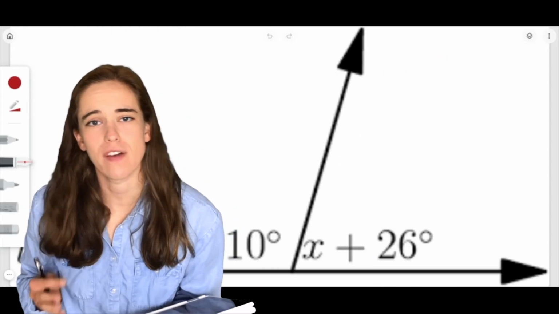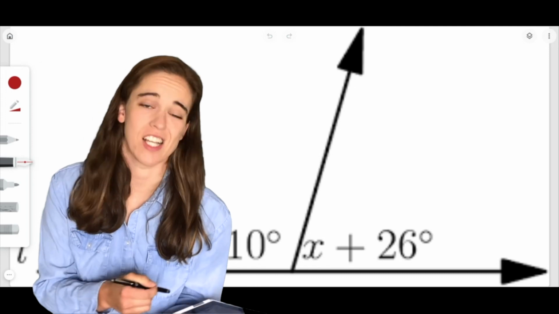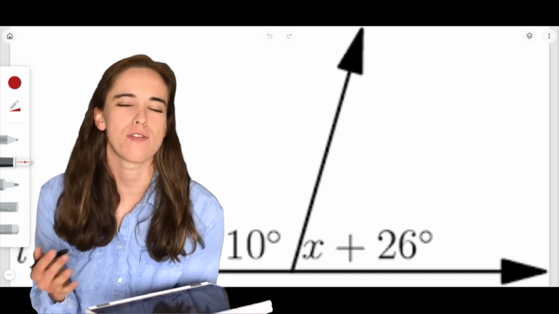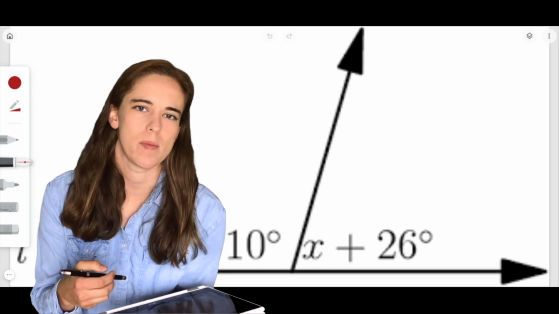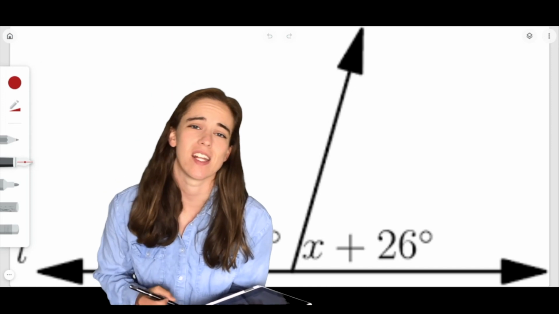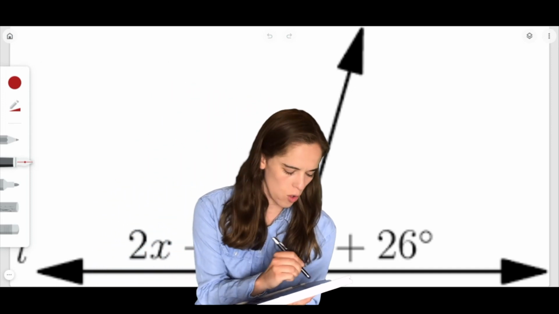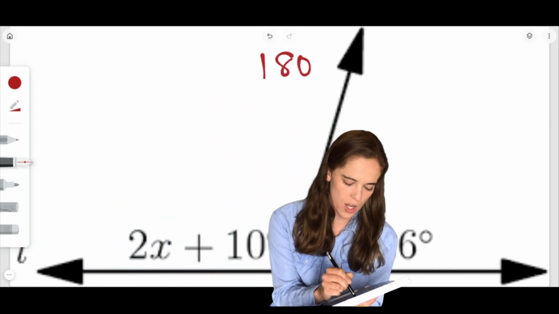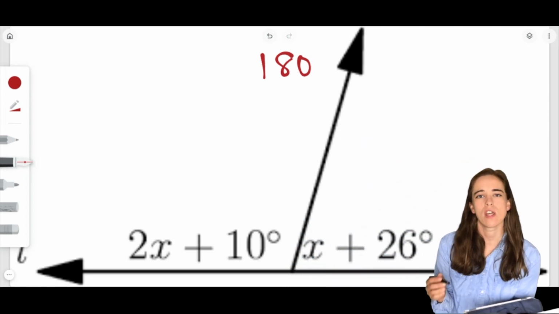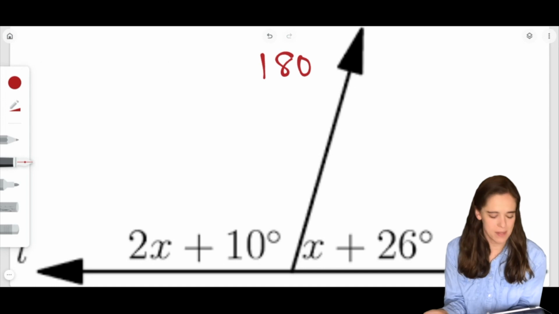All right, our third and final example looks a bit more complicated because you see a lot of numbers, but the concept is exactly the same. The first thing we need to do is figure out, is this supplementary or complementary? If you said supplementary, you're correct. It is on a straight line. So our final goal is that it's still going to add to 180 degrees. Now we're just going to take the two labels from the different ones and we're going to add them together.